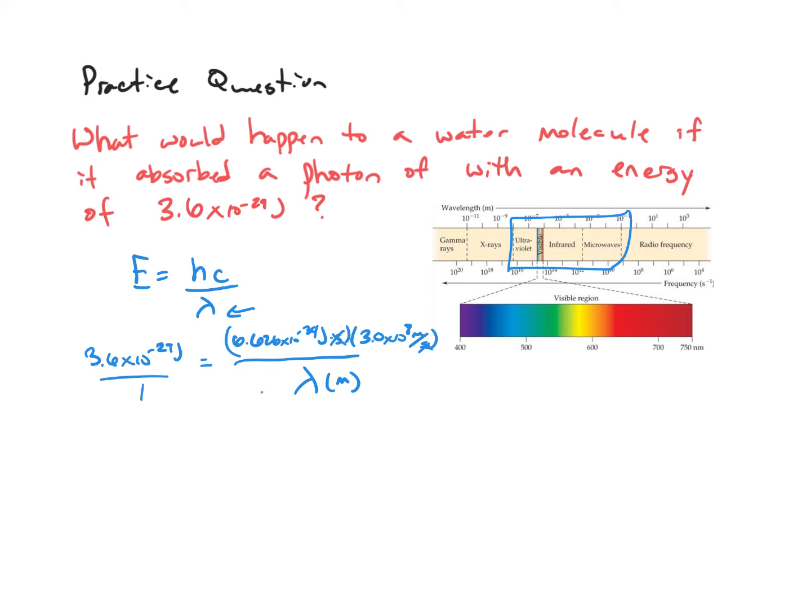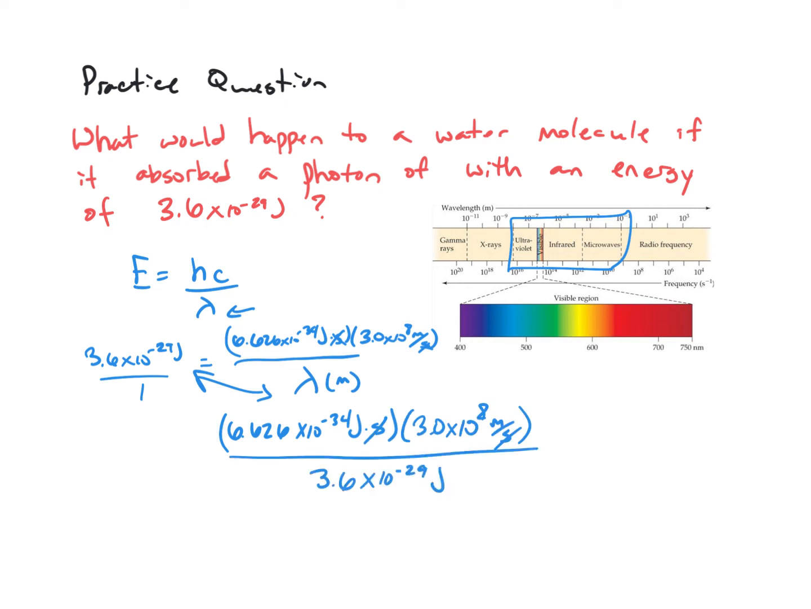So we want to solve for wavelength, and you can do a fancy little switcheroo. It's essentially a cross multiply and divide, but it's a shortcut: if you're solving for something in the denominator, just switch places with it across the equal sign. So wavelength is equal to 6.626 times 10 to the negative 34th joule seconds times 3.0 times 10 to the 8th meters per second, divided by 3.6 times 10 to the negative 29th joules. When I punch that into my calculator, I get 5,522 meters, or 5.5 times 10 to the third meters.